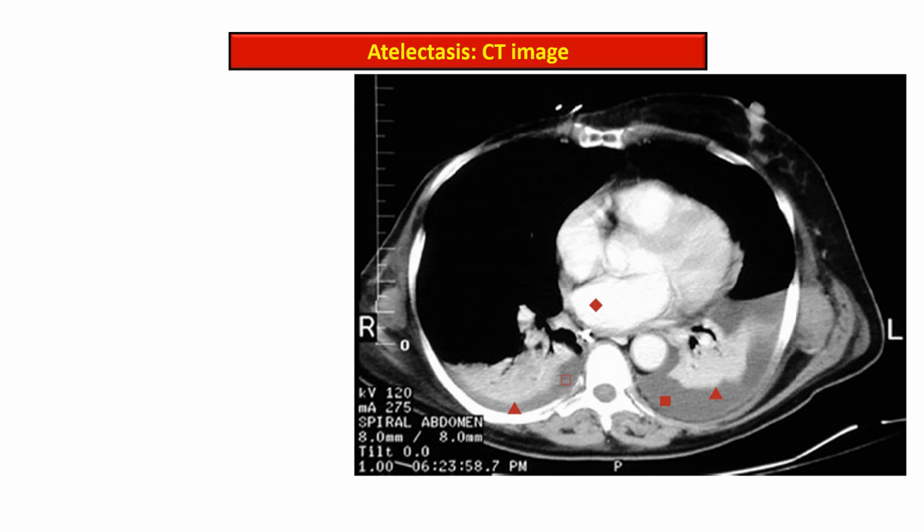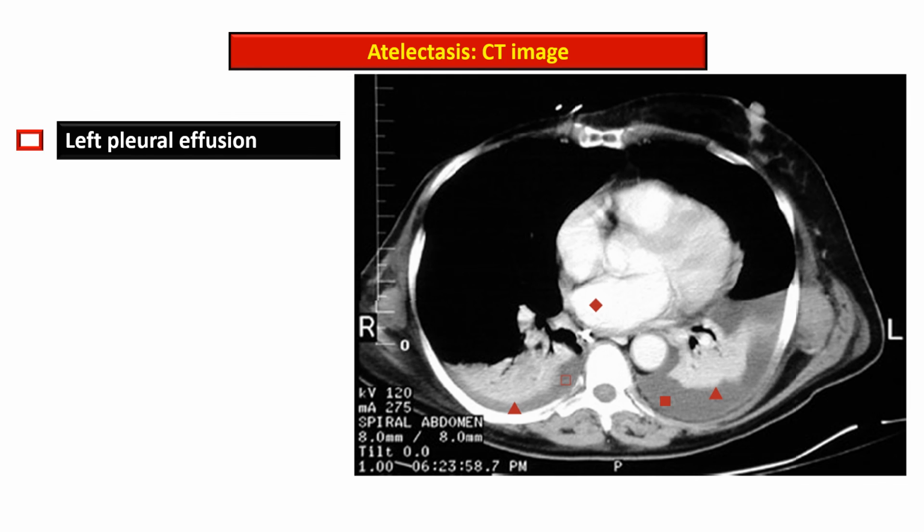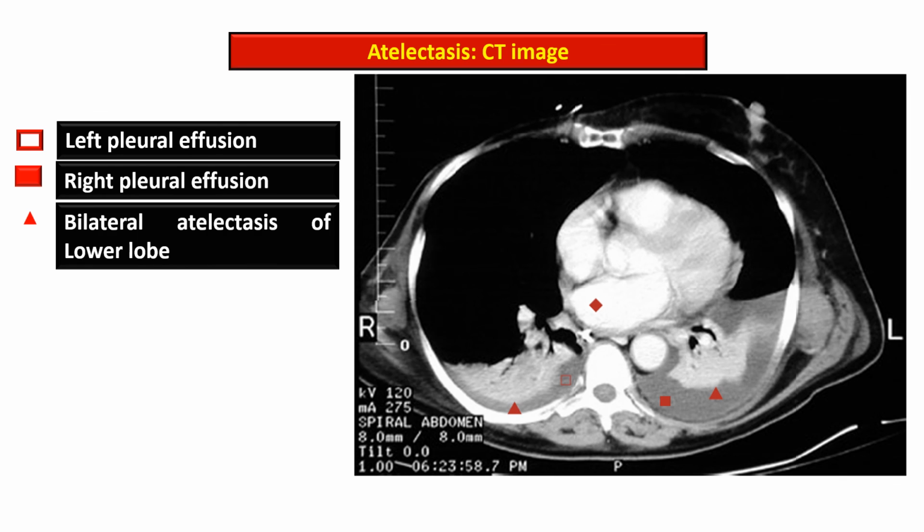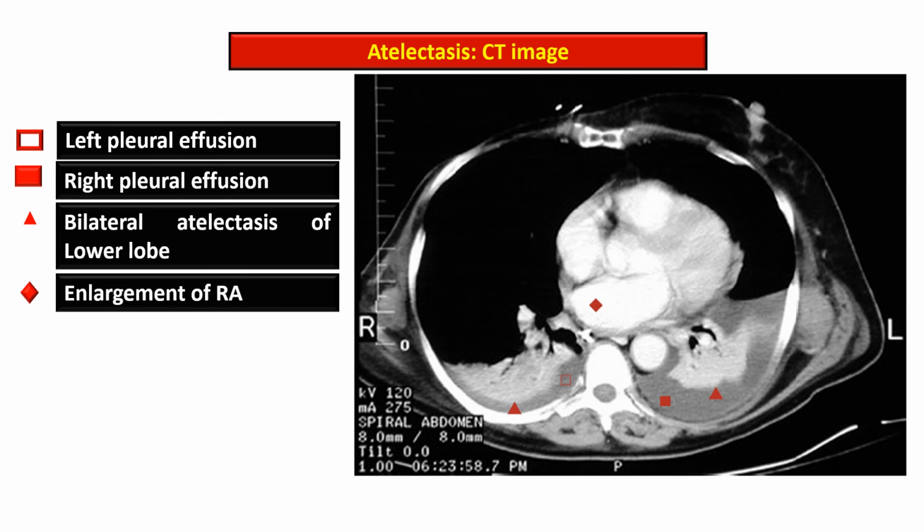So this is the CT image of atelectasis. There is bilateral pleural effusion that is marked here, and also there is bilateral atelectasis of the lower lobe. The right atrium is hypertrophied. There is enlargement of the right atrium. It is due to rheumatic mitral stenosis with chronic pulmonary congestion and subsequent pulmonary hypertension.